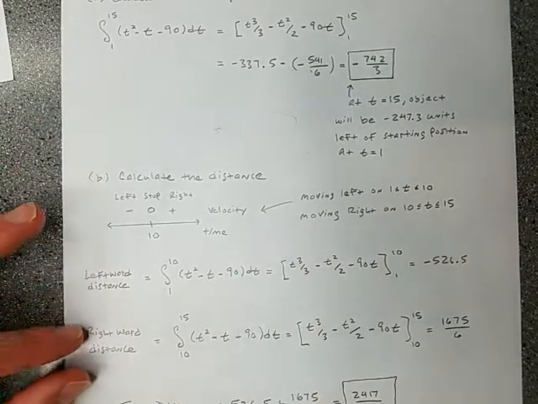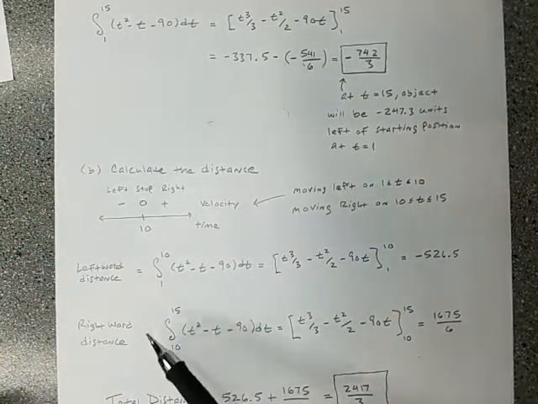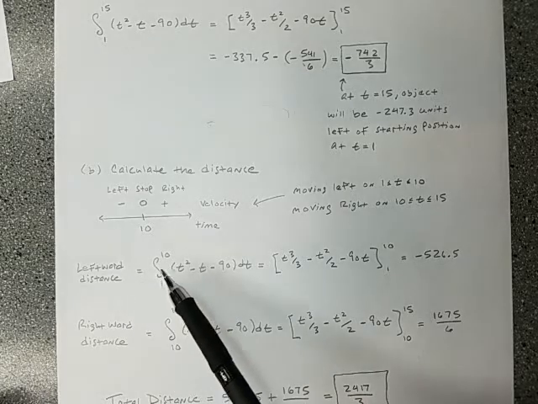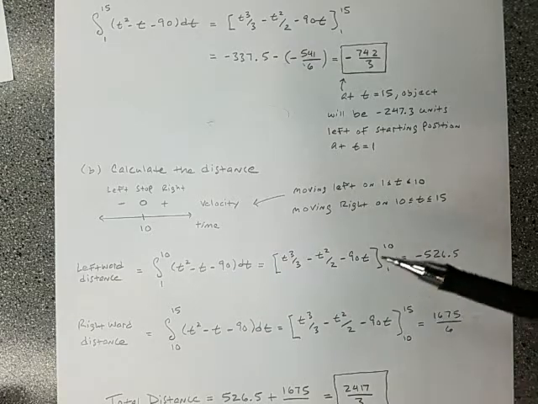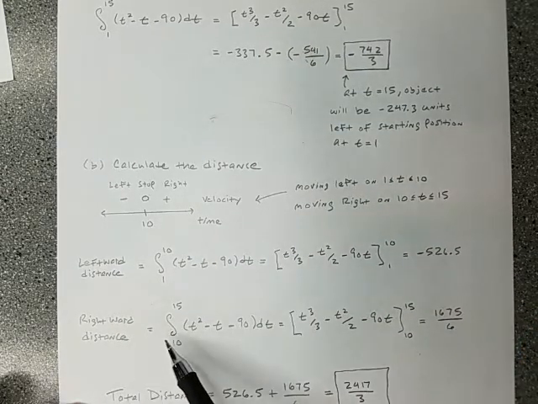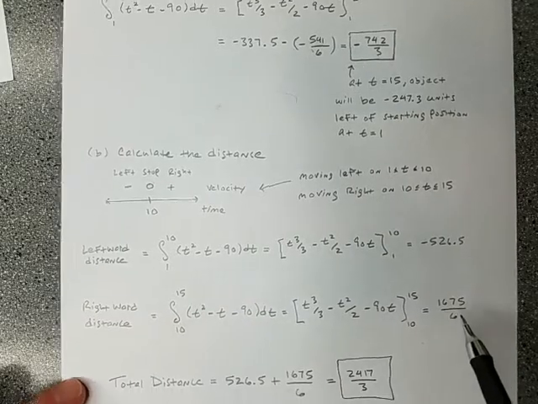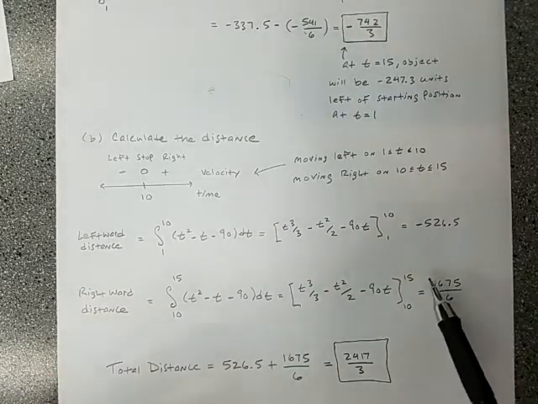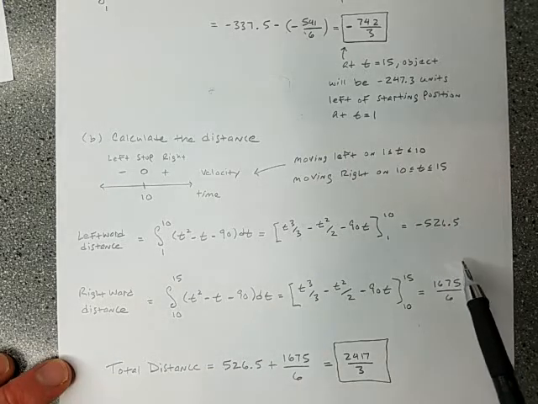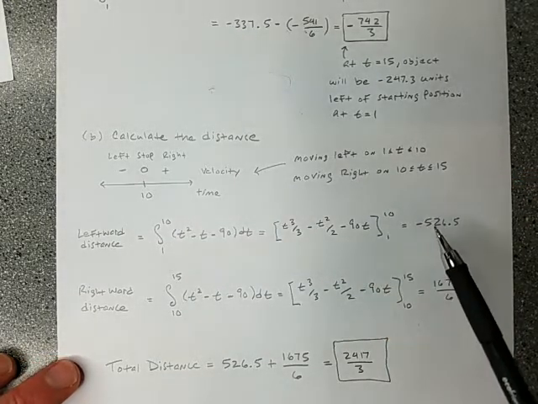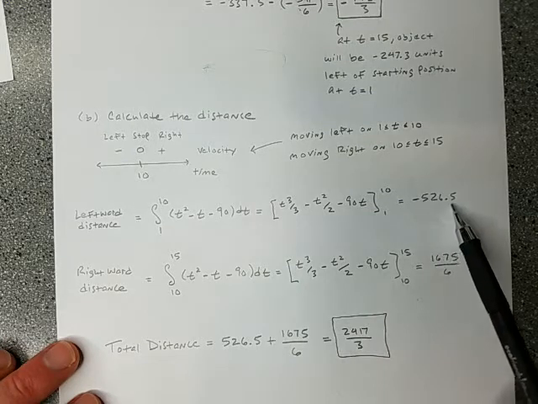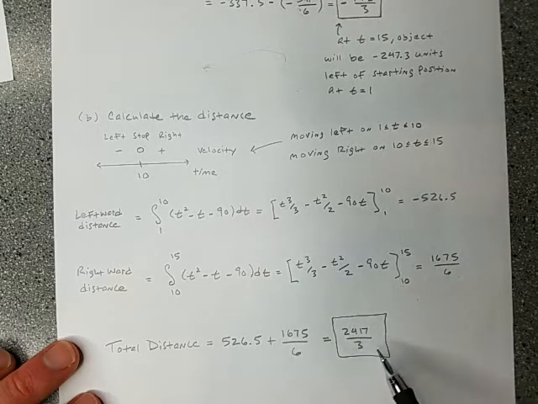So each of these integrals will calculate the individual distances left and right. This is the leftward distance. It's from 1 to 10. You'll get a negative number because that's left, all right? The rightward distance is from 10 to 15. You'll get a positive number, okay? Well, the absolute distance that you moved would be your leftward plus your rightward. Now, I know that's negative, signifying that it was motion this way, but to get my absolute distance, I'll take that number, 526.5, and add to this one. That will be my total distance, okay? 2417 over 3.